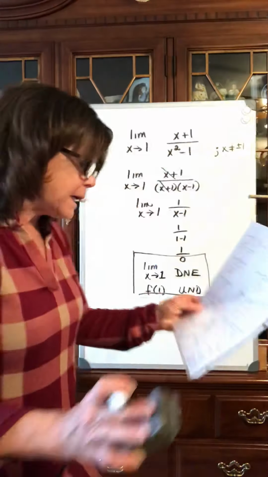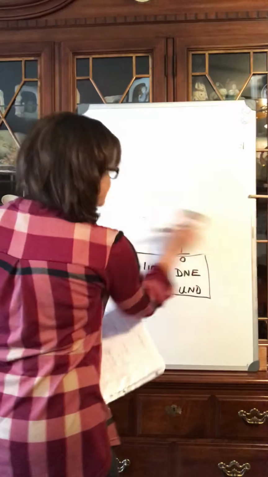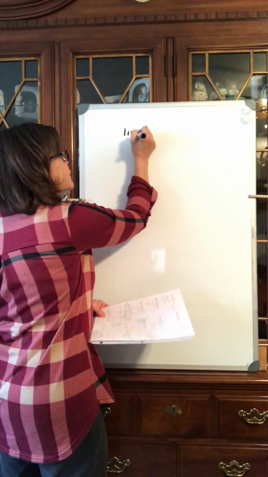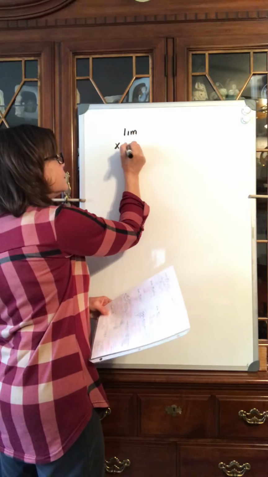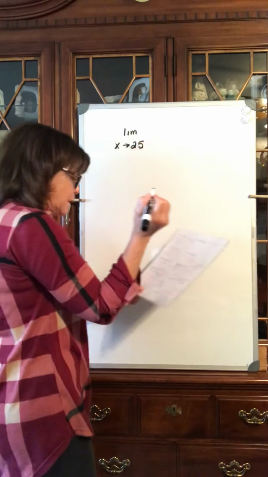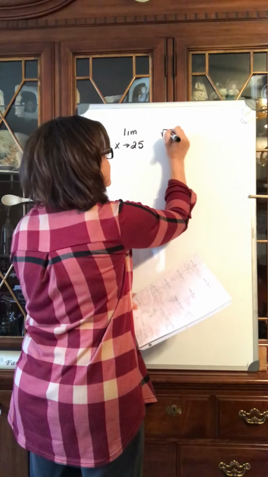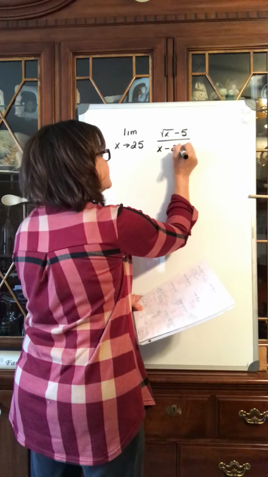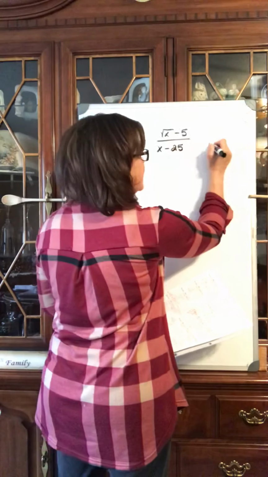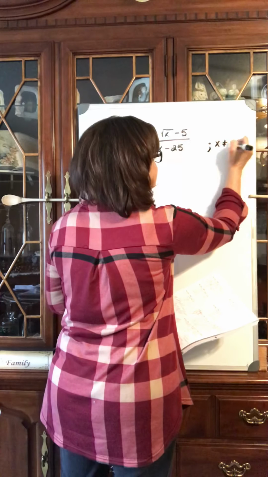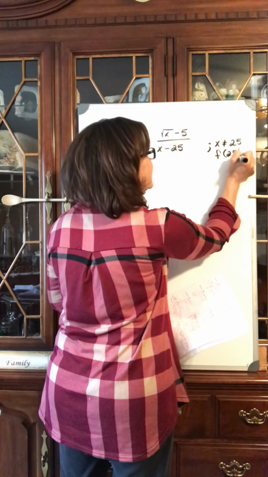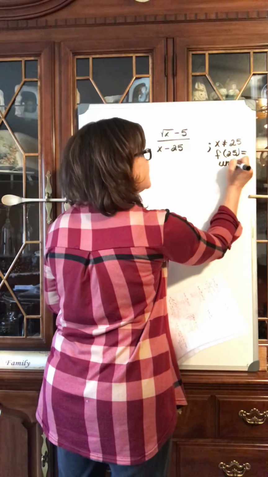Okay, example number 9 is very much like example number 7, and there will definitely be one of these on your test on Friday. Example number 9, we're going to evaluate the limit as x is approaching 25 of the square root of x minus 5 divided by x minus 25. I know right away x cannot equal 25. So if I ask you what the function value at 25 is, you would say it's undefined.